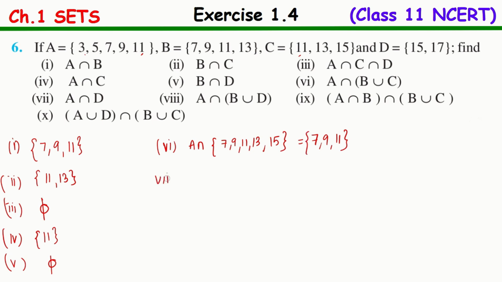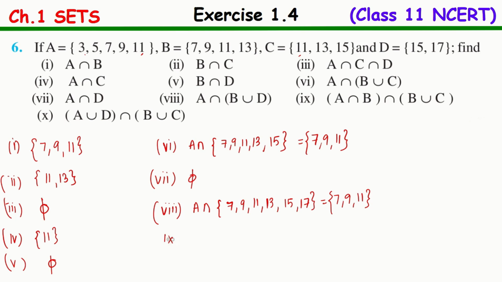Then we have the seventh part, the common elements of A and D. Nothing is common, so it is empty. Then the eighth part is we have to find A intersection, then B union D. B union D, let us write here all the elements of B, 7, 9, 11, 13 and D, 15, 17. We have to see its common elements in A and this set. The common elements are 7, 9 and 11.